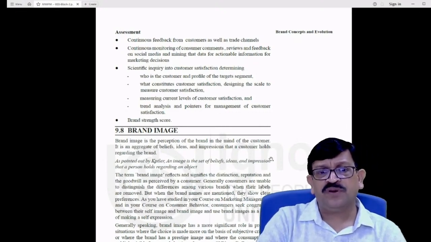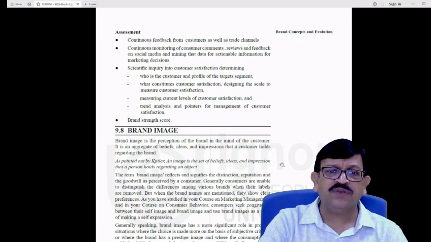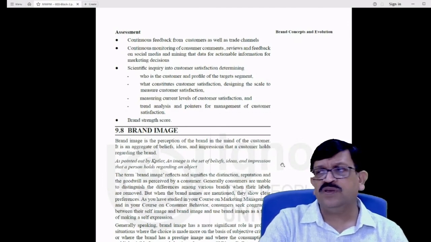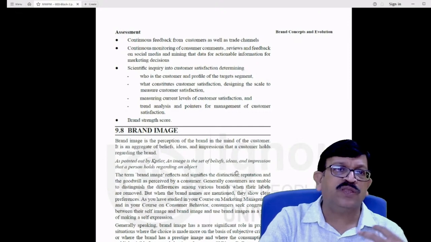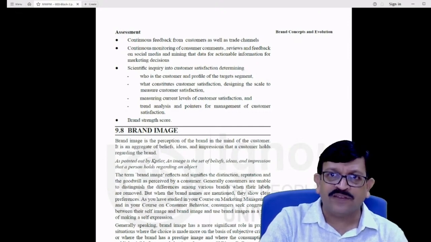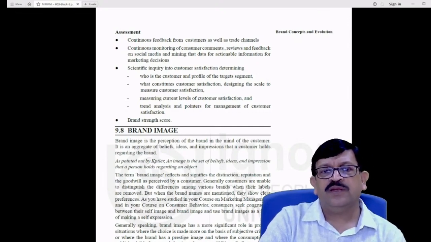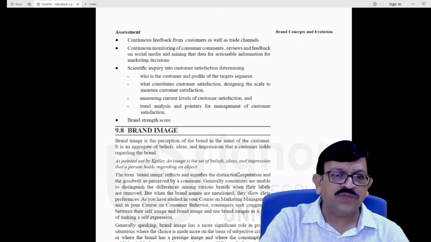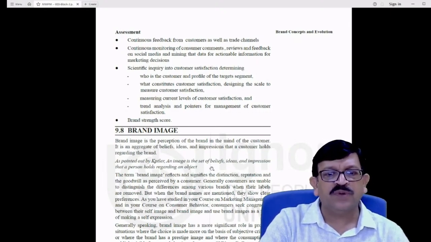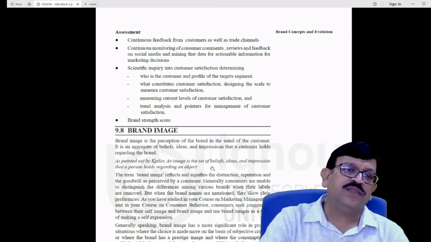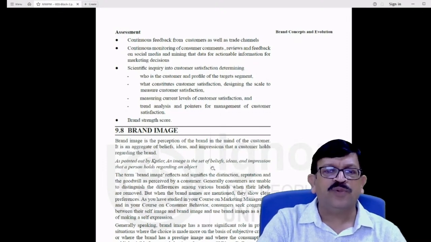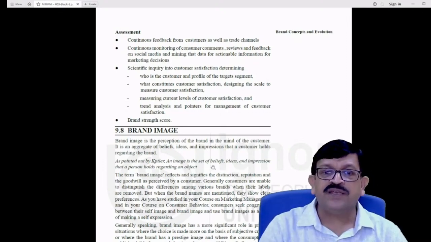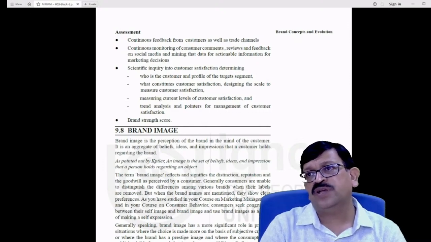Next, we move into a very important part: brand image. Brand image is a kind of perceived value of the customer, or what the customers perceive about what the brand is standing for in their minds, right? It could be because of their usage, or because of certain information that has traveled to them. Based on that, the brand image is formed.